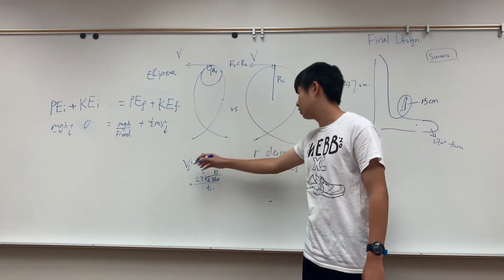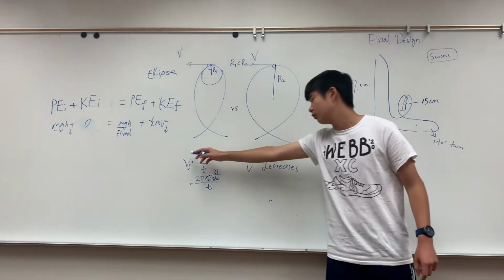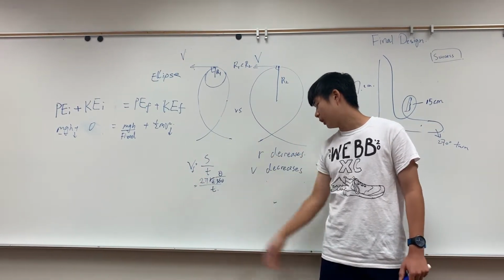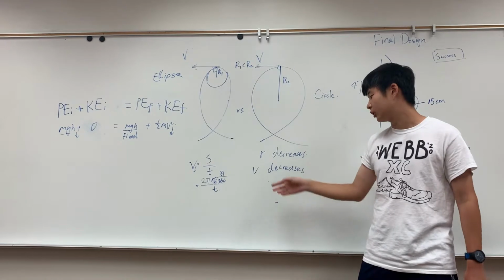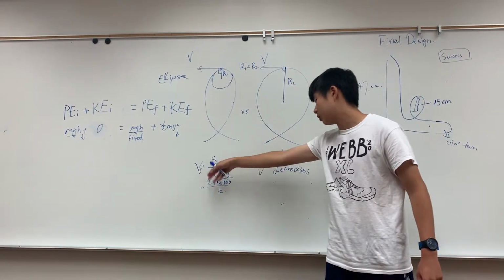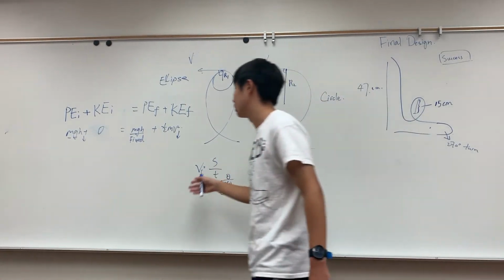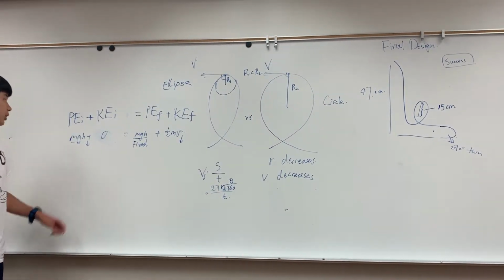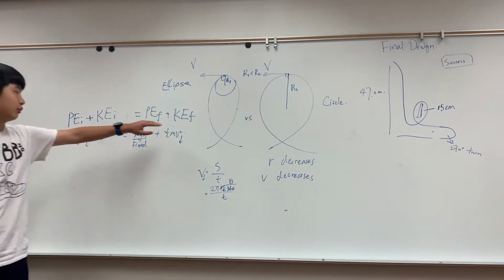Which means that according to this equation, v equals s over t, like 2 pi r times theta over 360 over t. The t is fixed, so as the radius decreases, the velocity will decrease, and that is very important when we apply this to our conservation of energy formula, because the initial energy will equal the final energy.